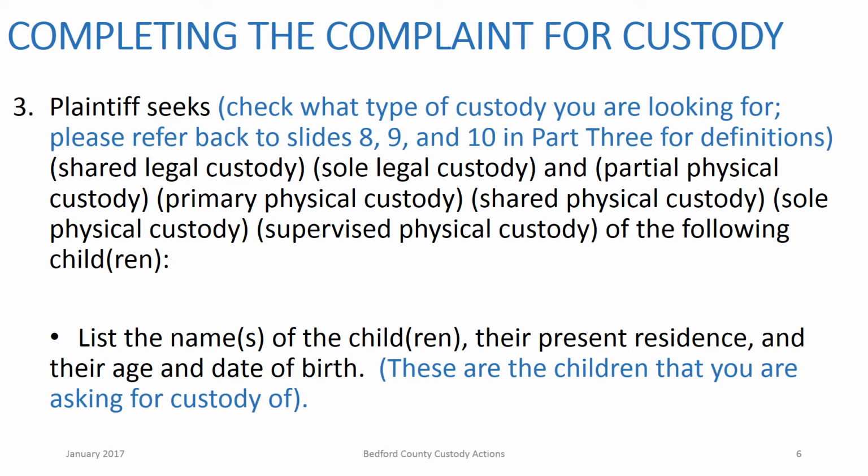In number three, you again will check what type of custody you are looking for. And you can refer back to slides 8, 9, and 10 in Part 3 for those definitions. You will then list the names of the children, their present residence, so where are they living, the street, the state, the county, and their age and date of birth. Again, these are the children that you are asking for custody of.